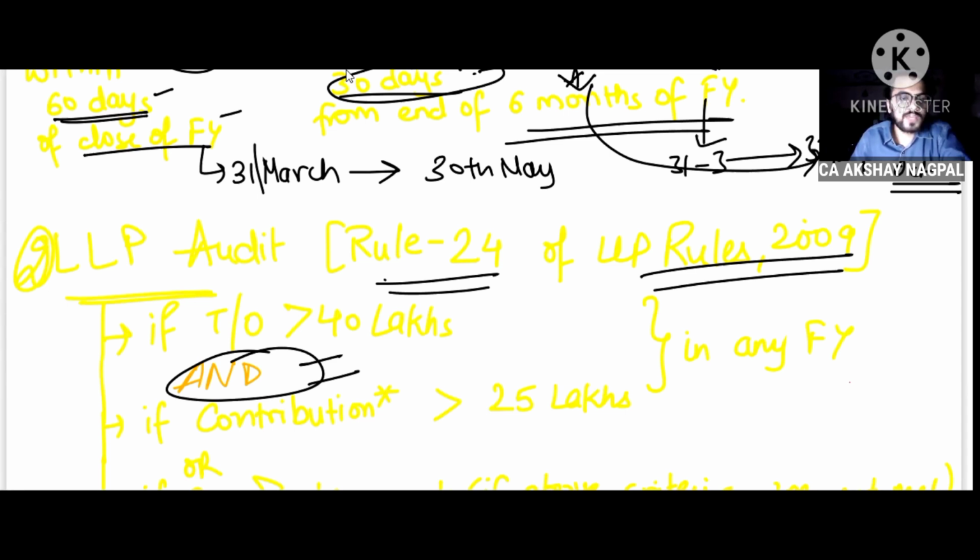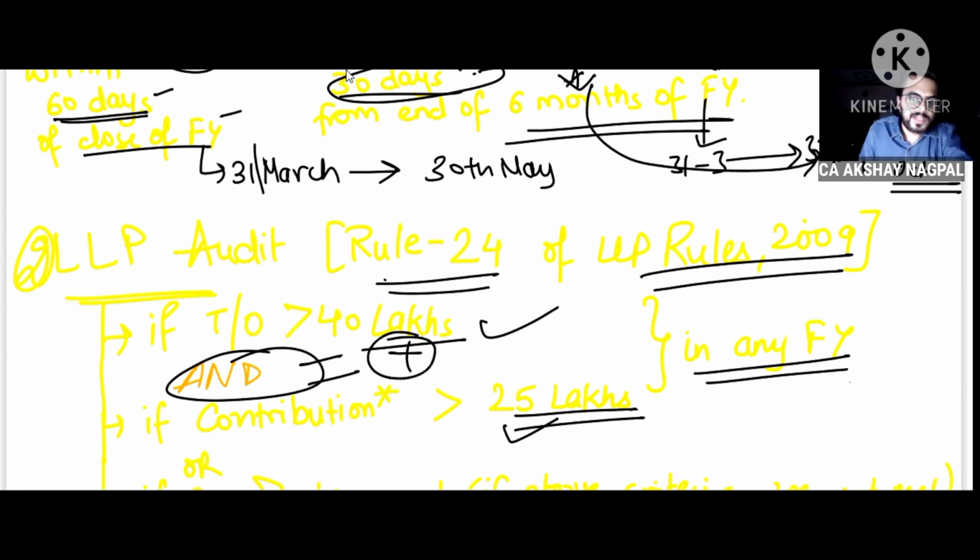I have converted that language into a different form, where I said that if turnover is more than 40 lakhs, plus both conditions need to be satisfied, if turnover is more than 40 lakhs and if contribution is more than 25 lakhs in any financial year, then the LLP needs to get audited. These are the two limits you need to remember: turnover more than 40 lakhs and contribution more than 25 lakhs, and remember the plus.